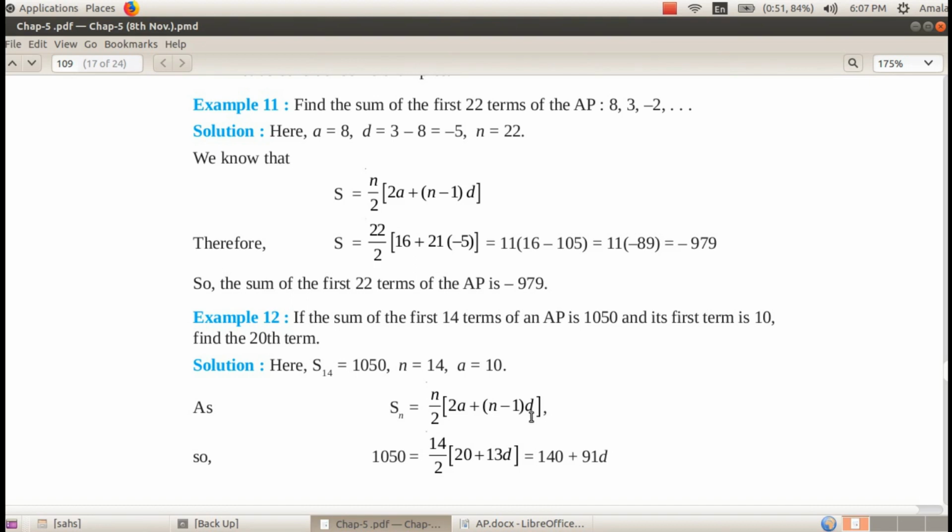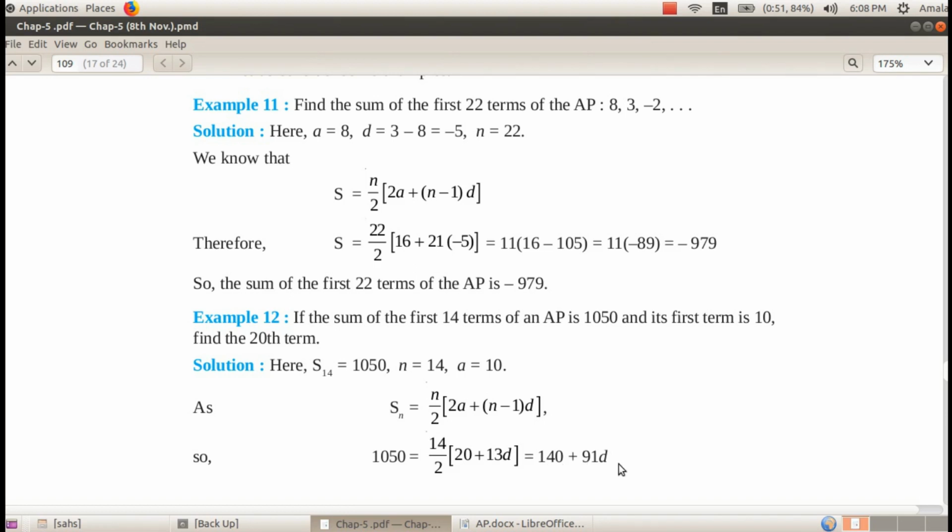We can substitute the known values. Sn, 1050, equals 14 divided by 2 into 20 plus 13d. 14 minus 1, that is 13d. Equals 140 plus 91d. Here 14 divided by 2 is 7. 7 times 20, that is 140. Then 7 times 13d, that is 91d.